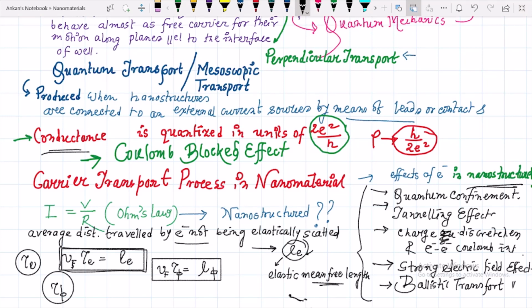So these are the two length scales: the elastic mean free length L_E, and the phase coherent length L_phi. Okay, so there are two different length scale parameters.